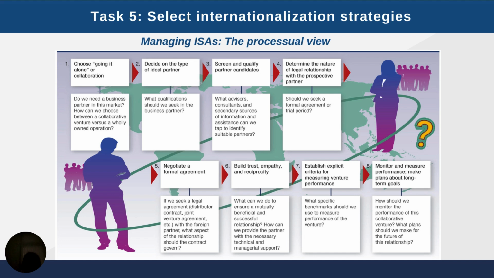Throughout the signing of agreements, you start interacting with your partners. Of course, the two of you need to build up trust, empathy, and reciprocity. Then you establish very clear criteria for measuring venture performance. You keep monitoring and measuring the performance, and you make plans about whether or not you're going to continue the relationship. So you usually will set out long-term goals.